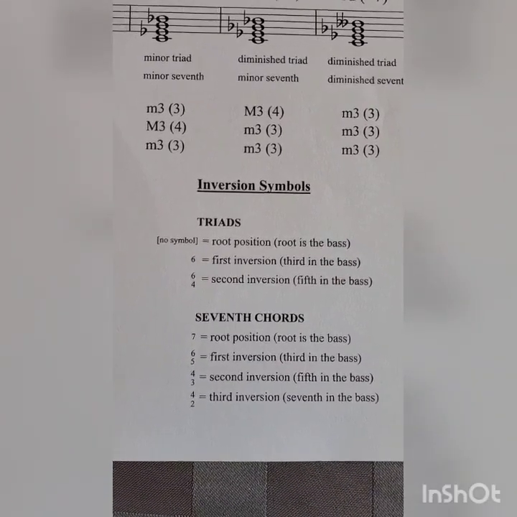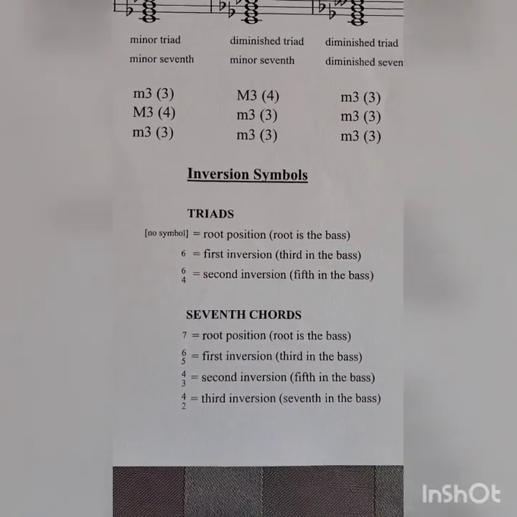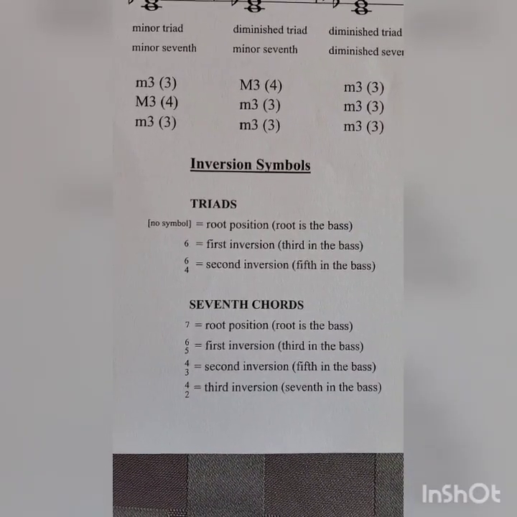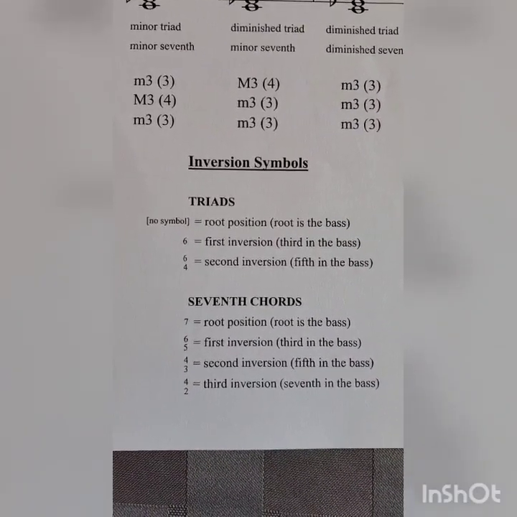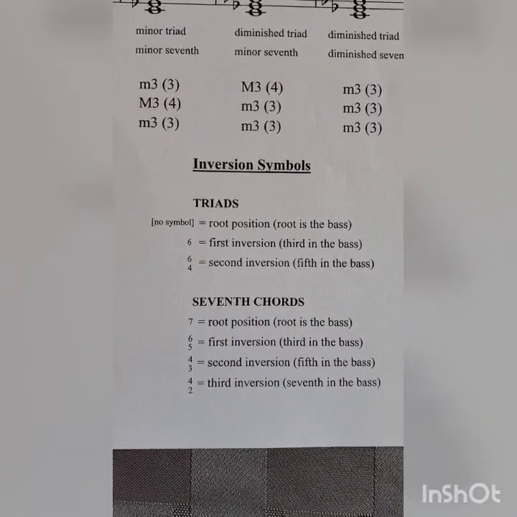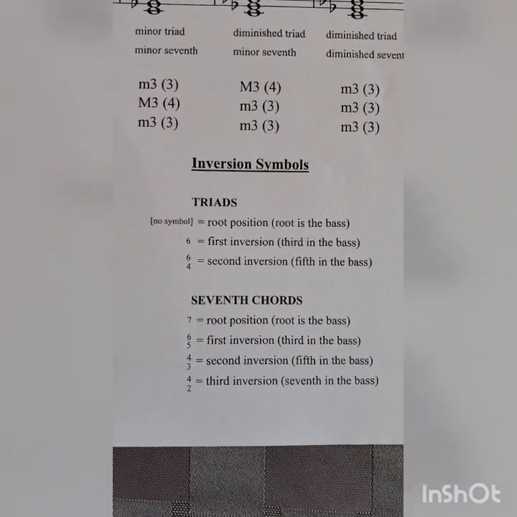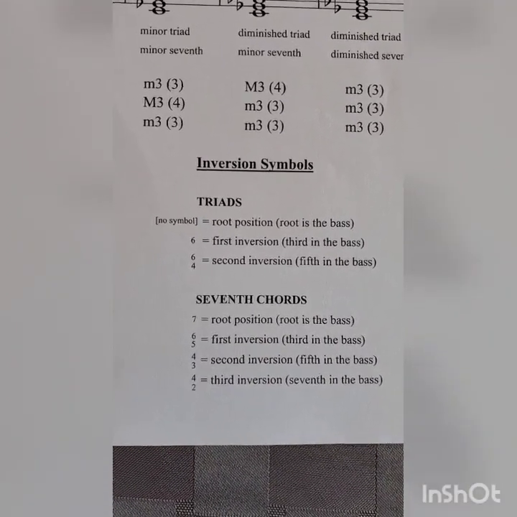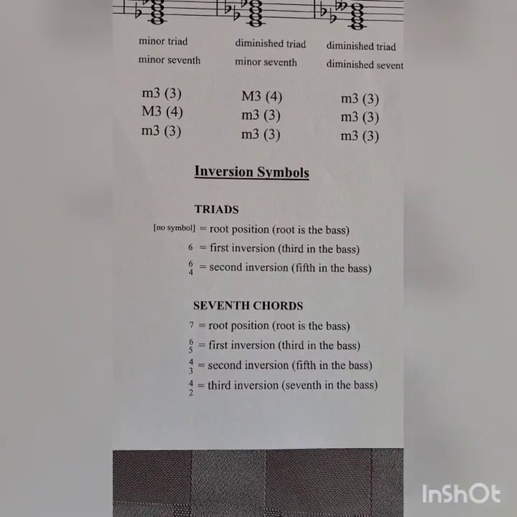Now, there's a really easy way to remember the inversions for seventh chords. Just count backwards from 7. 7, 6-5, 4-3, 2. See how they're just backwards from 7? 7, 6, 5, 4, 3, 2. You do have to add the 4 to the third inversion chord, though. So 7, 6, 5, 4, 3, 4, 2.